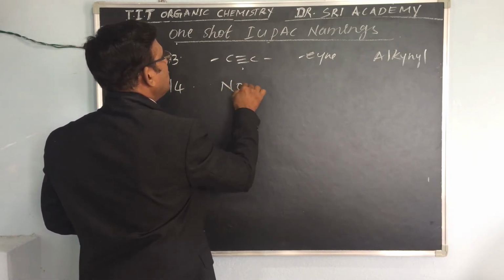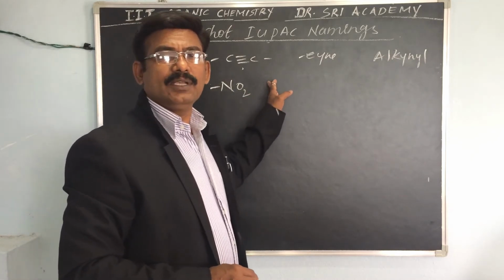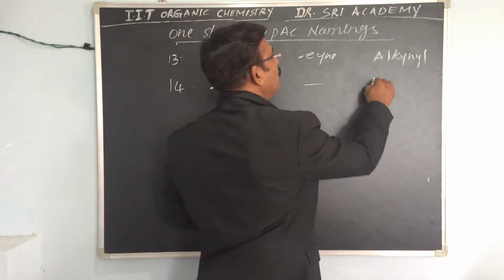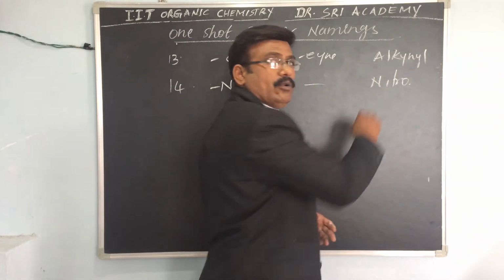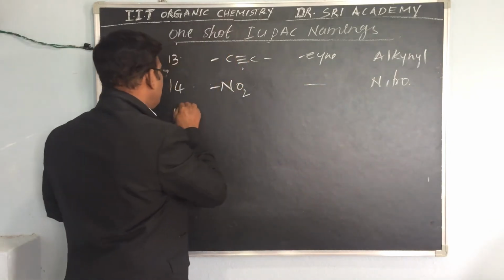Nitro means the NO2 functional group. There is no suffix, only the prefix, which is simply nitro. And the NO group is also there; that we can say is the 15th group.